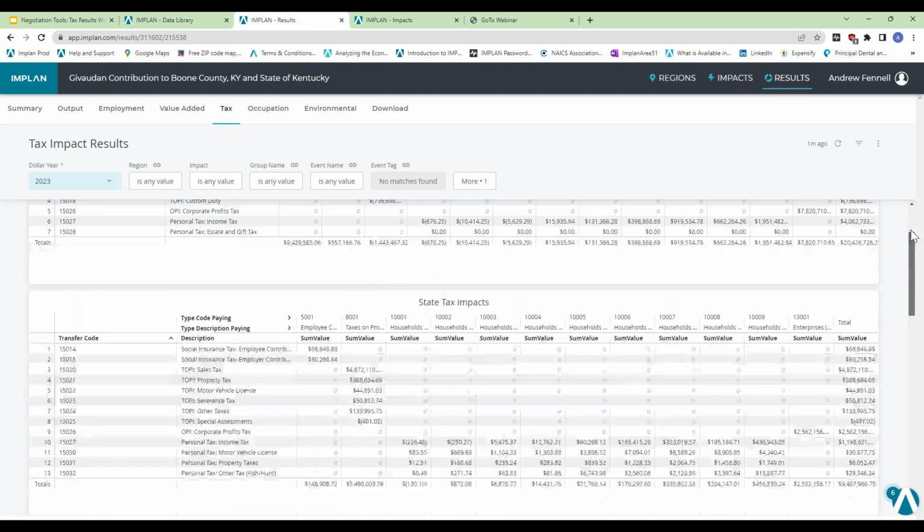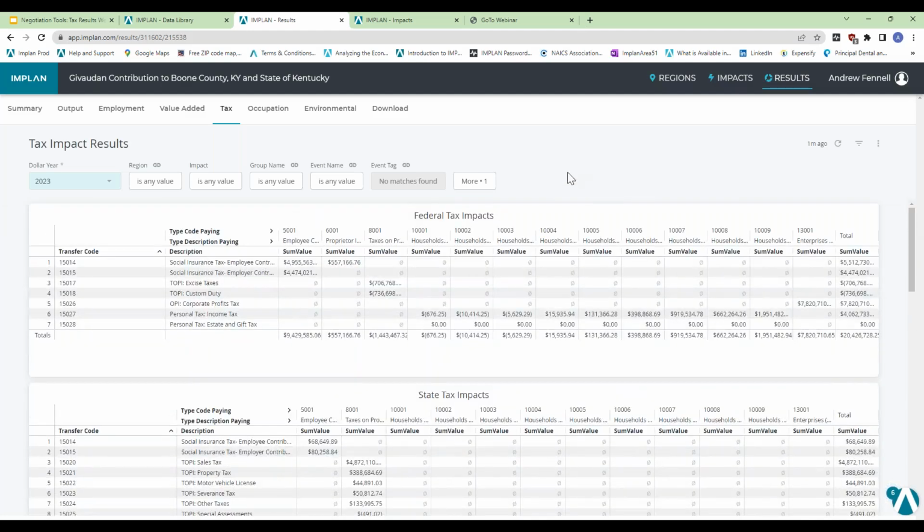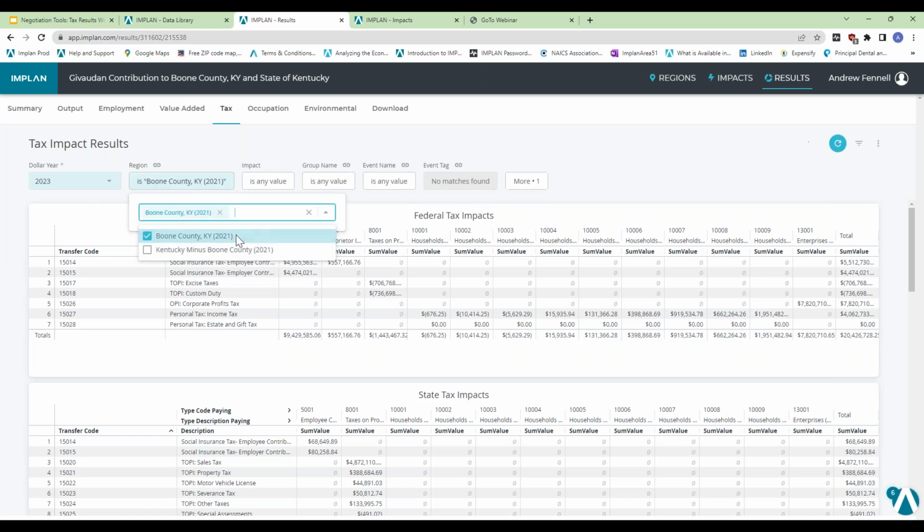But on this call, what we really want to be looking at is, what does all this information mean? Well, in my analysis, I've already built out two different regions here. The regions I used were Boone County and really Kentucky minus Boone County, or the rest of the state of Kentucky. Well, let's say that we first want to look at that Boone County local impact, because maybe I'm trying to have the Boone County Economic Development Council or the city of Florence really understand what this manufacturer means in terms of taxes for the region.